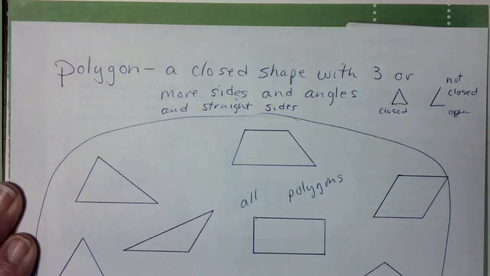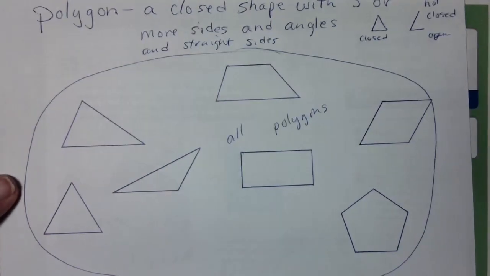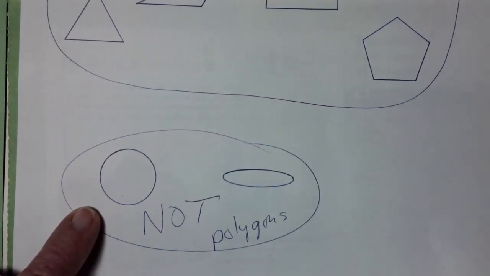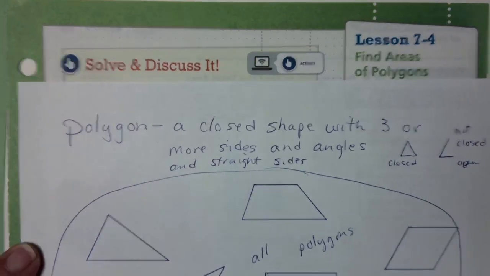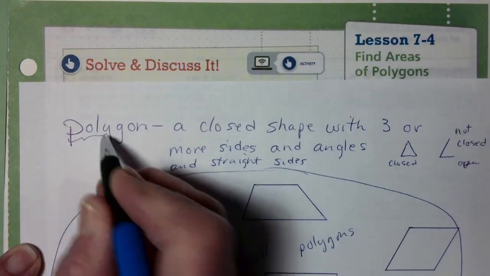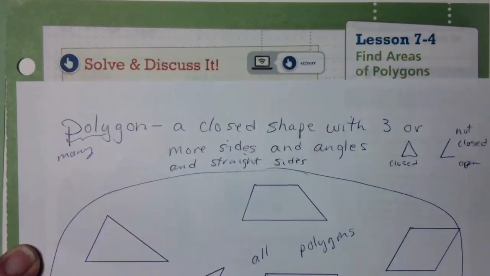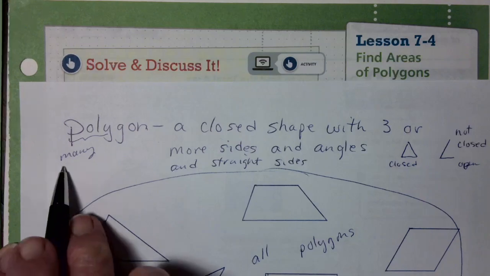But you have to know the difference between what's a polygon, because all of these plus a lot more are polygons. Anything round is not considered a polygon. And the prefix poly means many. This part of the word means many. So that's why it has to have 3 or more sides to be called a polygon. The gon part just means a side. So this means many sides.